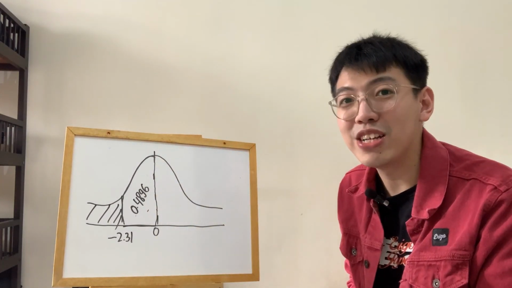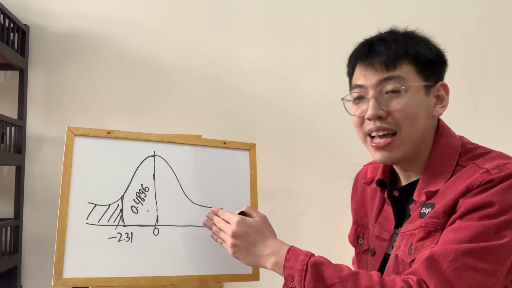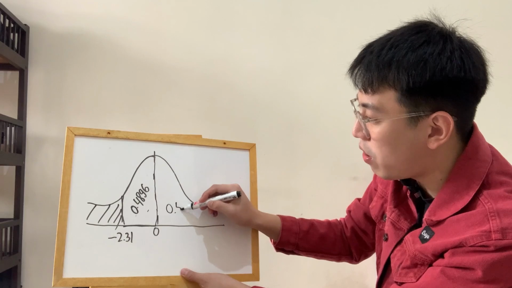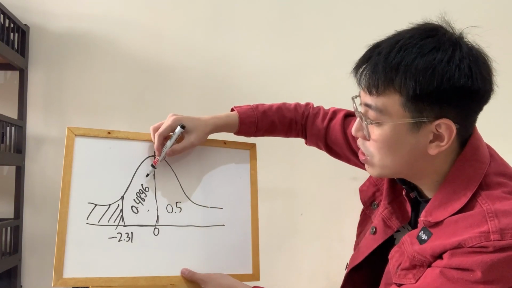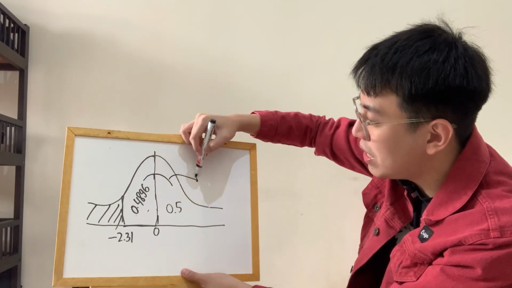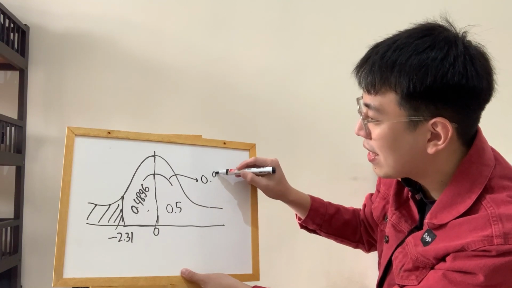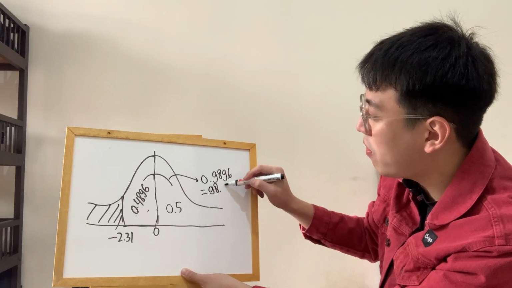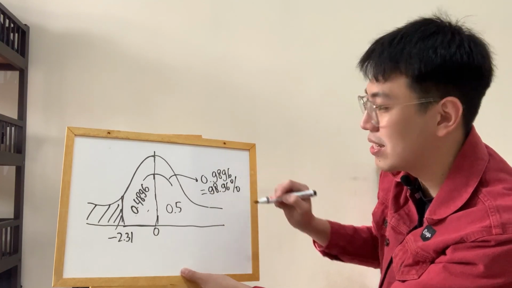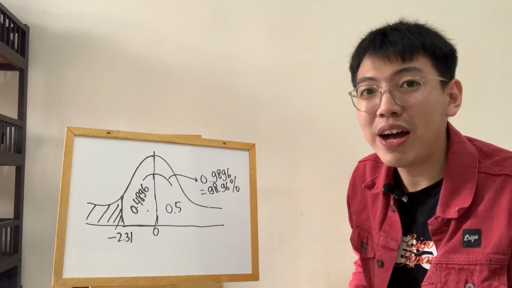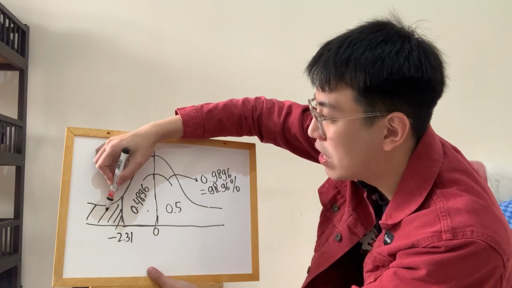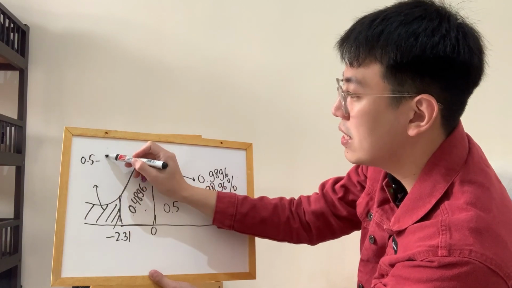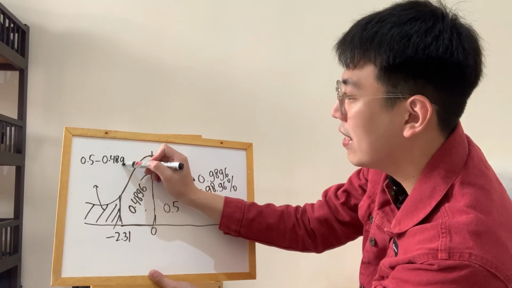Okay? So the area of this is 0.4896. If I ask you the total of the white area, you have to know that this area is 50% or 0.5. So the total of the white area will be 0.9896 or 98.96%. Clear enough? If I ask you what is the area of this shaded area, simple, just 0.5 minus 0.4896.